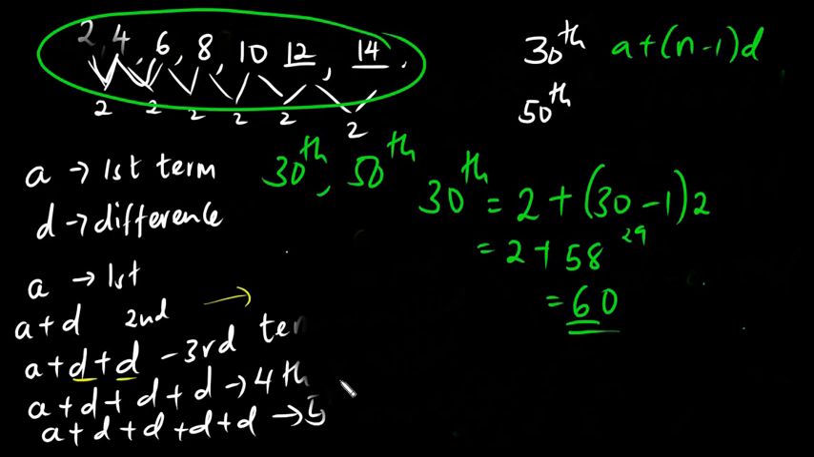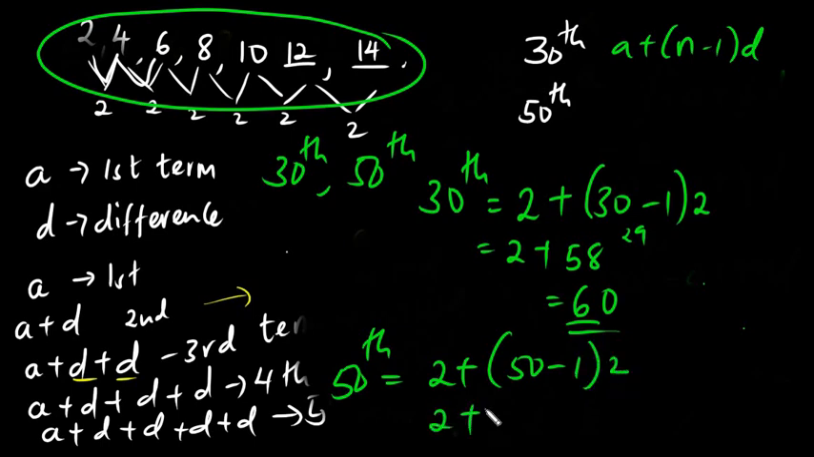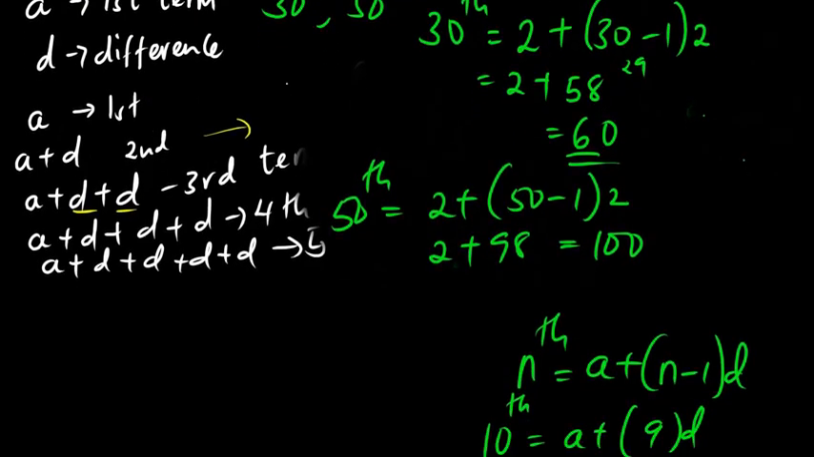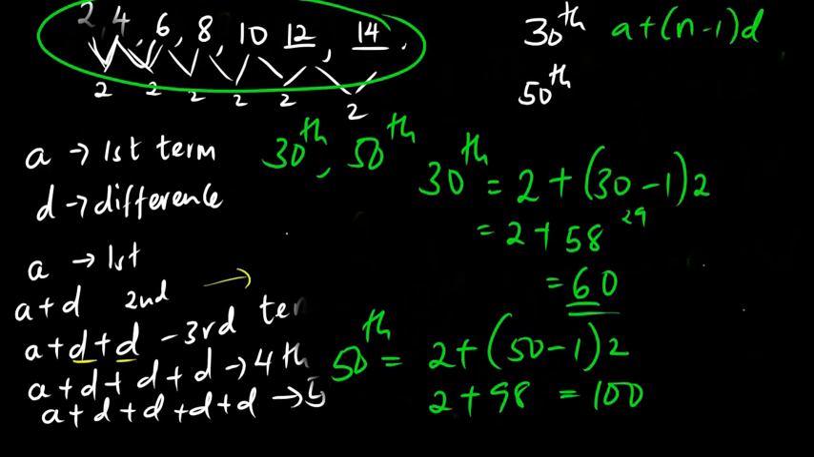And then let's evaluate the 50th term. The 50th term is going to be 2 plus 50 minus 1 times 2. So that will be 2 plus 49 times 2, which is 98. So that is 100. The term that is in the 50th position is 100. And that is how to find any nth number of an arithmetic sequence.